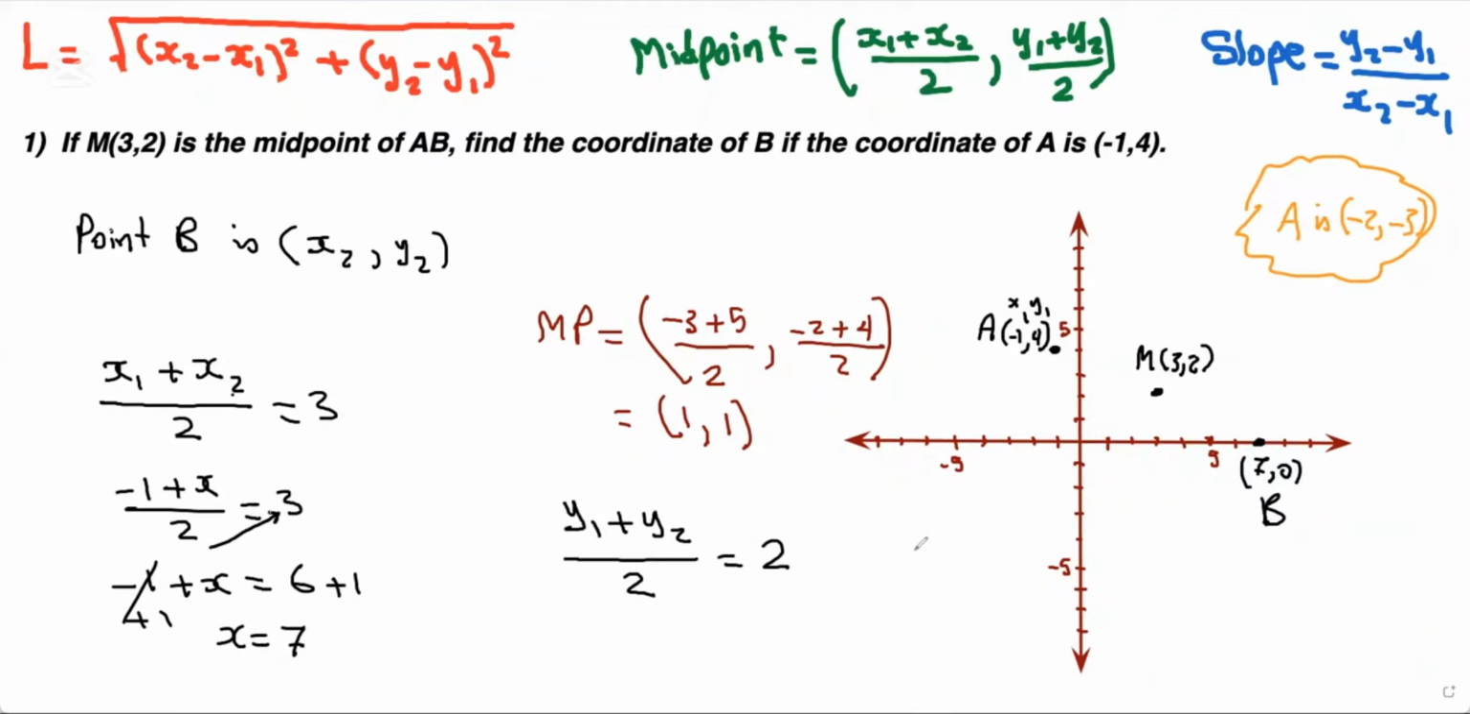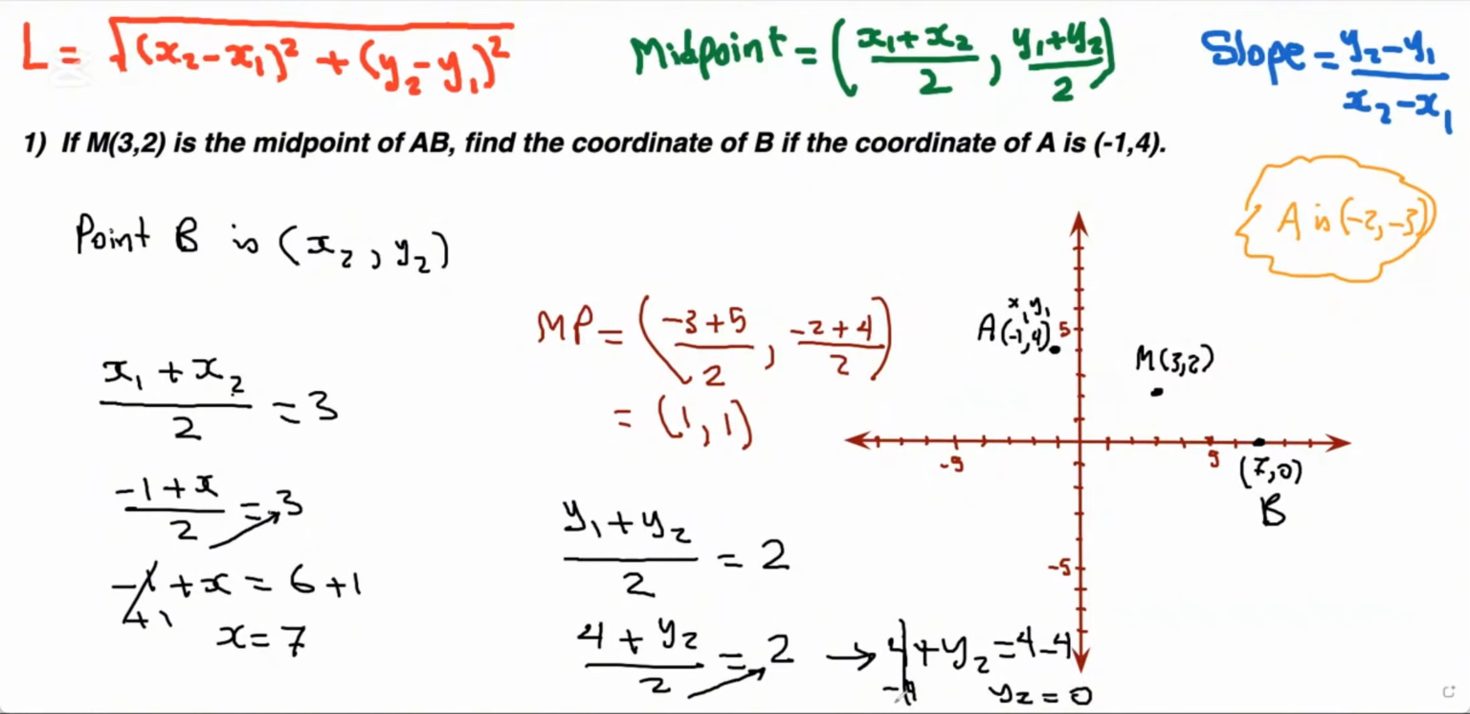So therefore, I go y1, which is right here, which is 4, plus y2, which I'm trying to find out, which is the y value of the B coordinate, divided by 2 should give me 2. Now cross multiplying 2 into 2, that will give me 4 plus y2 gives me 4. Solve for y2 by minusing 4 from both sides. y2 equals 0. So that's how we find the x and the y coordinate of B when we're given A and we're given the midpoint.